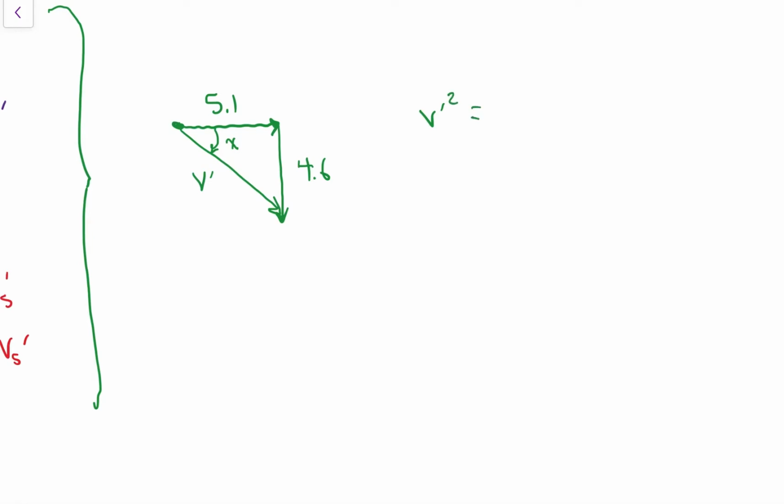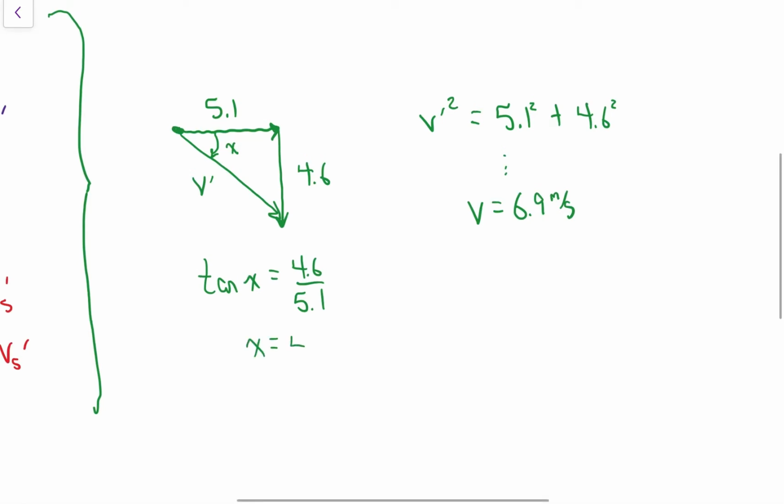So our v prime squared is 5.1 squared plus 4.6 squared. Crunching up the Pythagorean theorem, I got that to be 6.9. The tan function will give us the angle, opposite over adjacent, so that's 4.6 over 5.1. Crunching that out, I got an angle of 42 degrees. Oops, this is a prime over here.